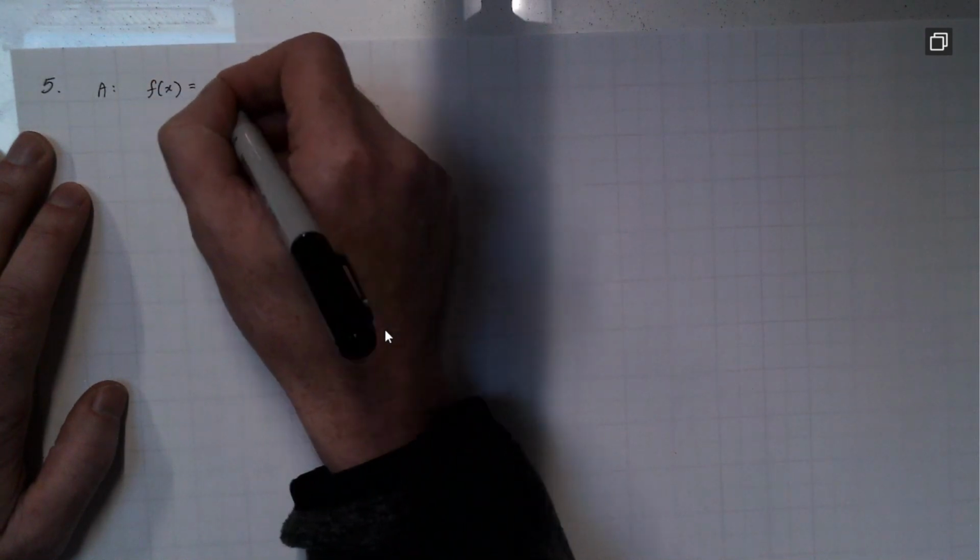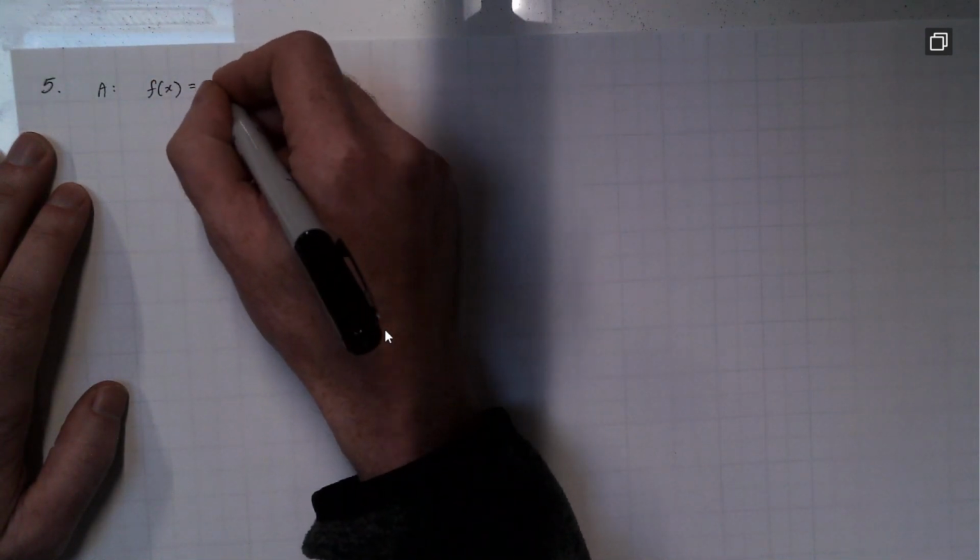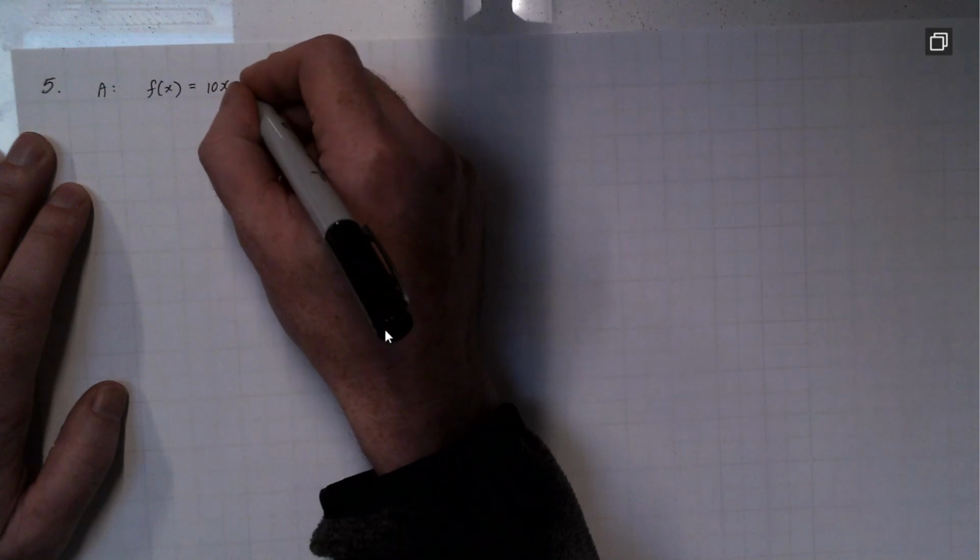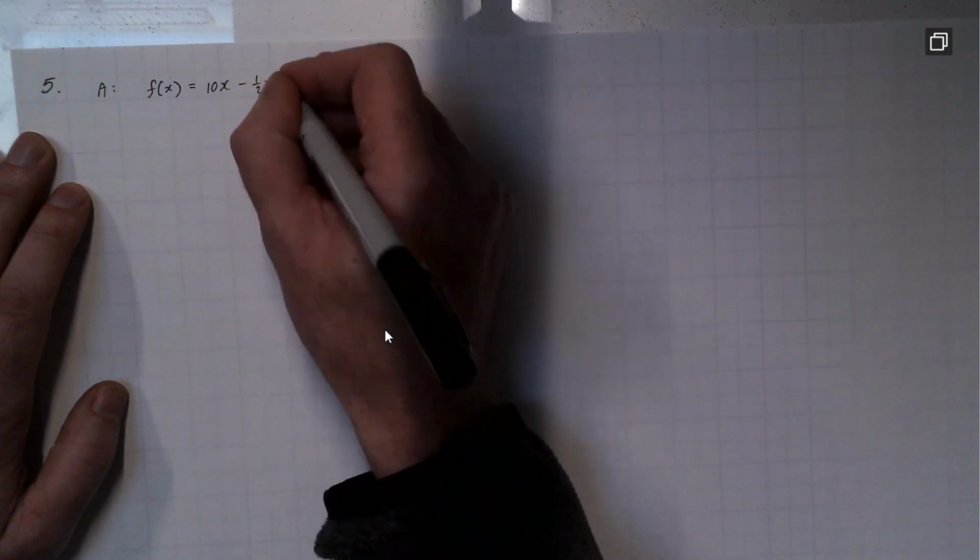Right, so two trains A and B are moving in the same direction along parallel tracks. At a certain moment in time, A is at the point called the origin, and its distance from the origin in meters x seconds after it passes the origin is given by the function f of x equals x minus x squared over two.